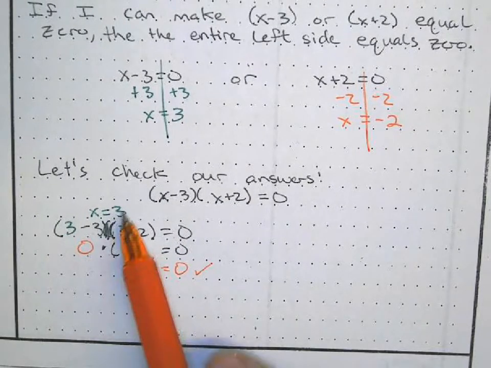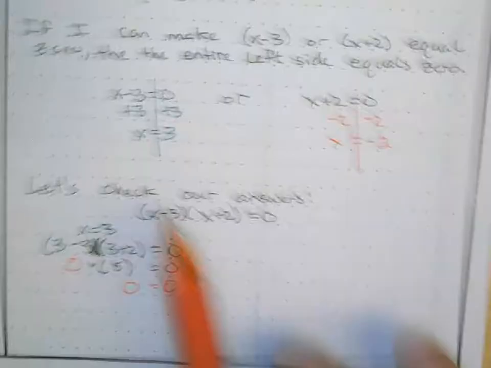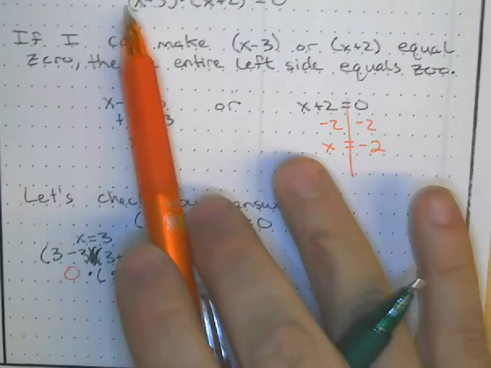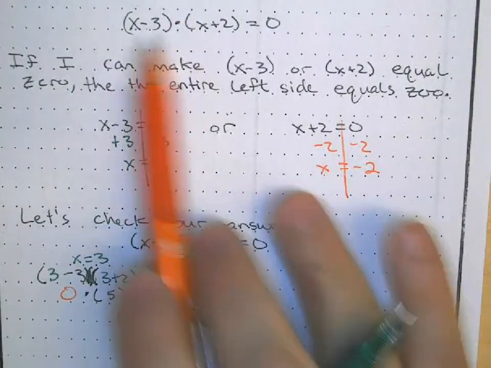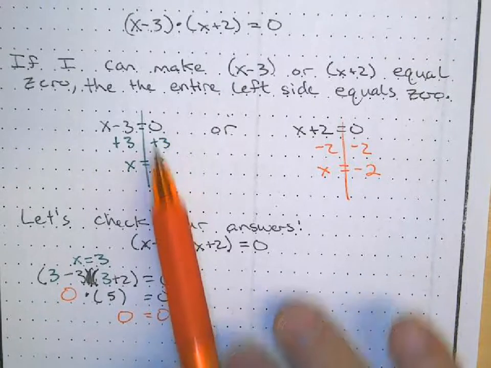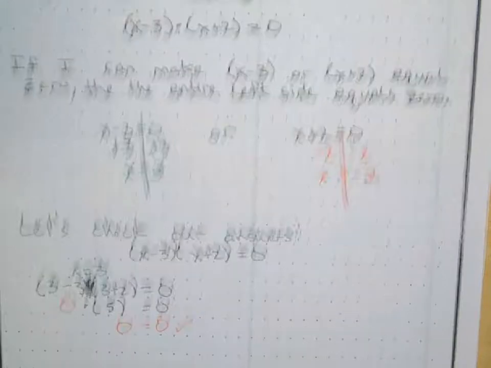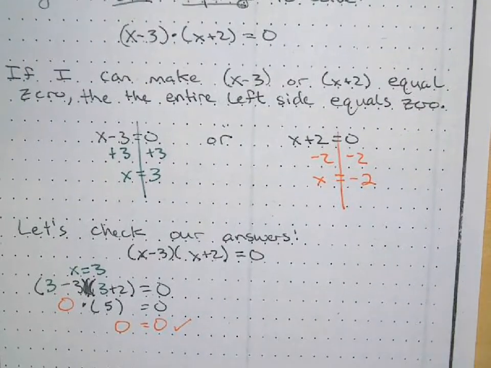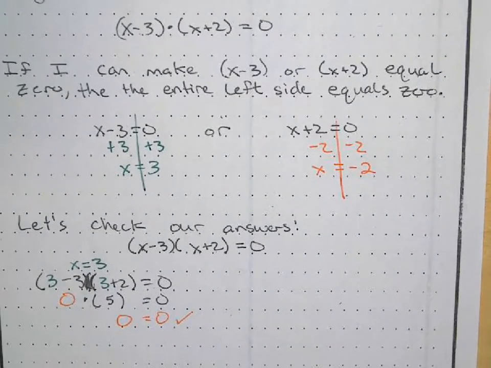So it worked. So we can see that 3, by doing this solving, by setting this chunk by itself equal to 0, solving, I get a value that makes it a true statement. And that's what we're after. We're just looking for those x values that make it a true statement.